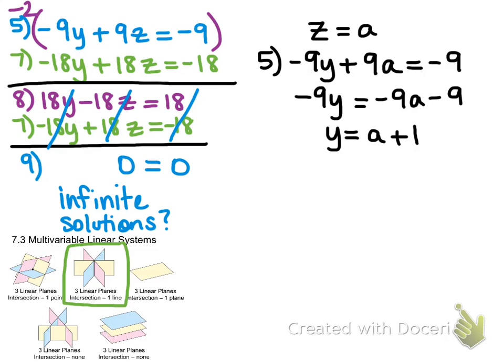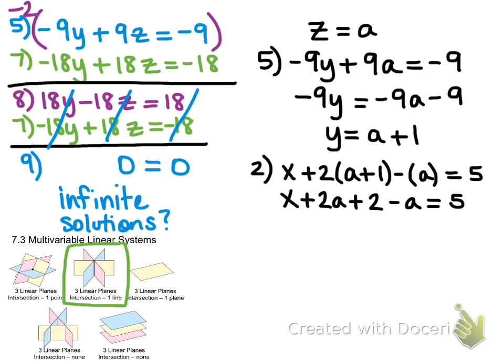So now we need to find out what the relationship is with x. So I'm going to plug z and y into one of the original equations. I'm going to plug into equation 2. So this means x plus 2 times a plus 1 minus a equals 5. So we're going to distribute and collect like terms. X plus 2a plus 2 minus a equals 5. So this means x plus a plus 2 equals 5.